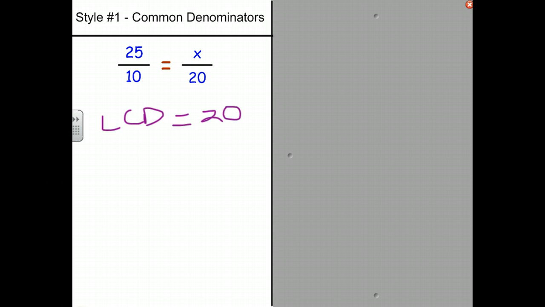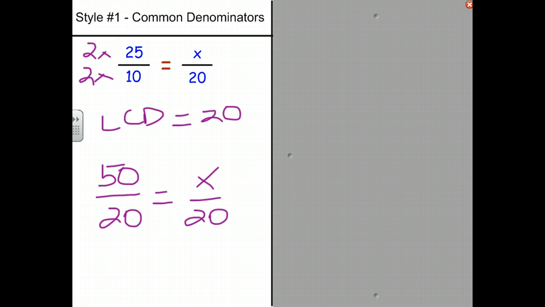Now this is an easy example, intentionally so that we can look at both of these styles and not worry too much about the math. In order to make both fractions have a denominator of 20, you just need to multiply the fraction for rectangle 1, the ratio 25/10, by 2/2, numerator and denominator. Then you get 50/20 is equal to x/20.